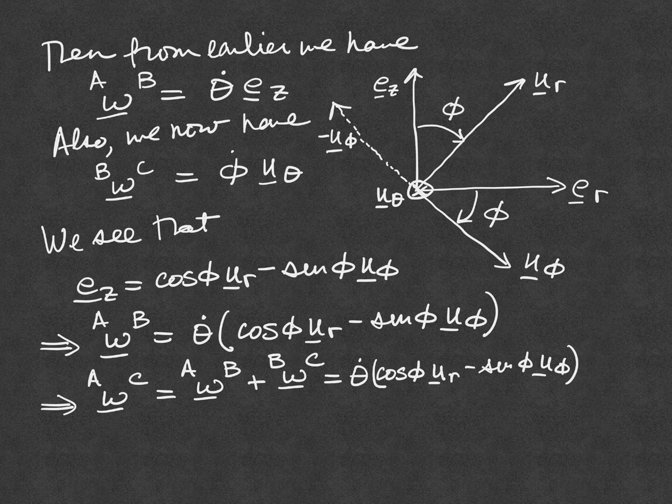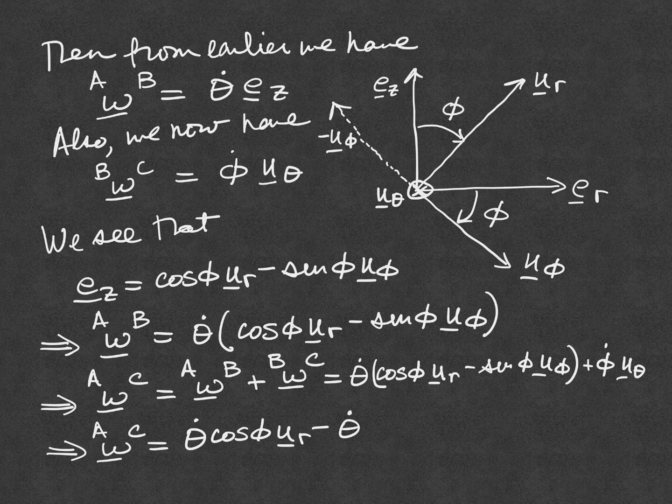So the angular velocity of C in A is equal to, well, let's write this out. The ordering of the basis is UR, U phi, U theta. So it's theta dot cosine of phi UR, minus theta dot times the sine of phi U phi, plus phi dot times U sub theta. So that's the angular velocity of reference frame C as viewed by an observer in reference frame A.